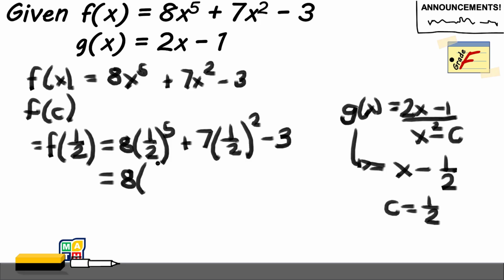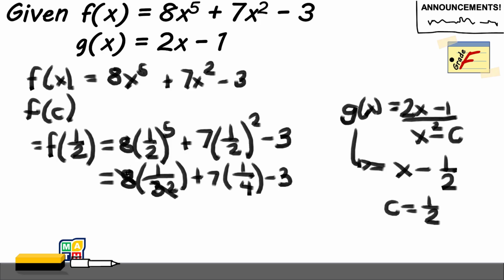The fifth power of 1 is 1. The fifth power of 2 is 32. You have here plus 7 times, you have 1/4 as the square of 1 half, and minus 3. Take note that you can divide this by 8, because 8 times 1, 8 times 4, you still have 4 here, which would give us a result of 1/4.